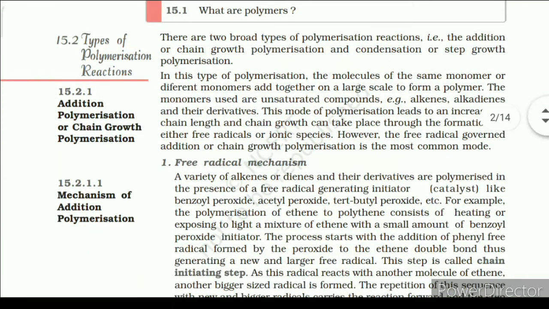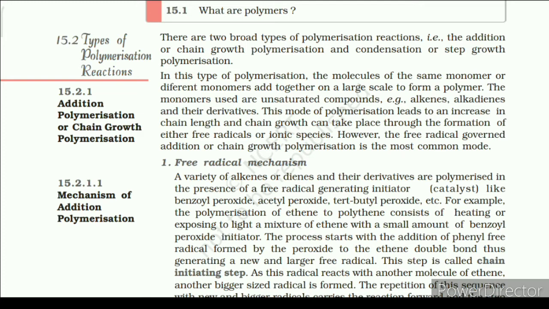15.2 Types of polymerization reactions. There are two broad types of polymerization reactions, that is, addition or chain growth polymerization and condensation or step growth polymerization. In addition polymerization, the molecules of the same monomer or different monomers add together on a large scale to form a polymer. The monomers used are unsaturated compounds, for example alkenes, alkynes, and their derivatives.